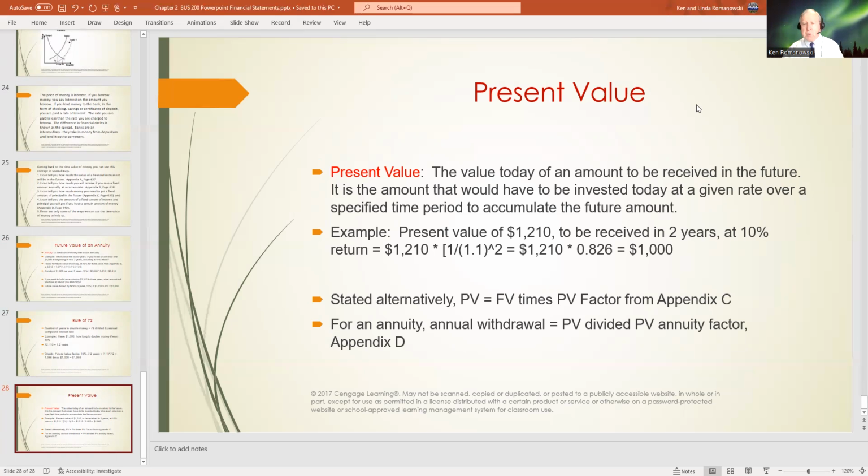So you can use the present value factor in Appendix C to get that number. You'll see that 0.826 is 10% over 2 years. That's the present value factor for that. Okay, more about this later. I just wanted to introduce these concepts to you.